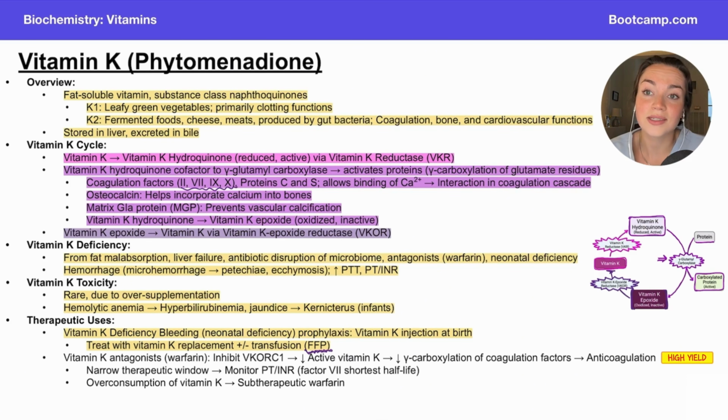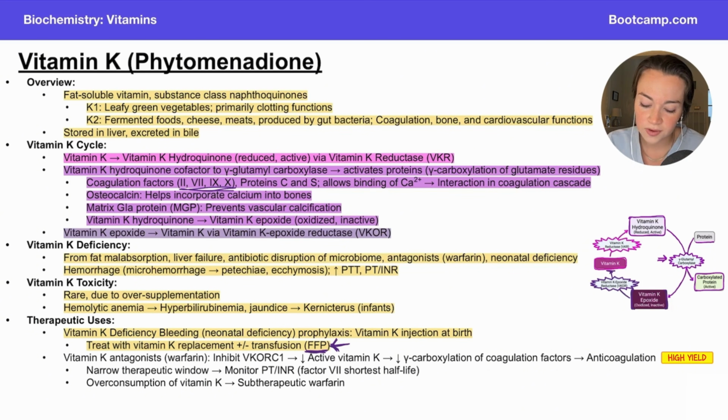The NBME likes to test if you know the difference between your different transfusion agents. So the difference between FFP and something like cryoprecipitate, which does not contain 2, 7, 9, and 10. So if you're going to choose to transfuse, make sure you are selecting the right agent that will actually replace those coagulation factors that are deficient. All right, that's enough about vitamin K deficiency bleeding and prophylaxis.